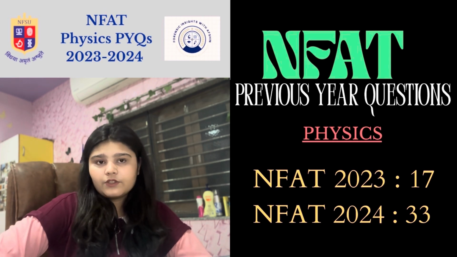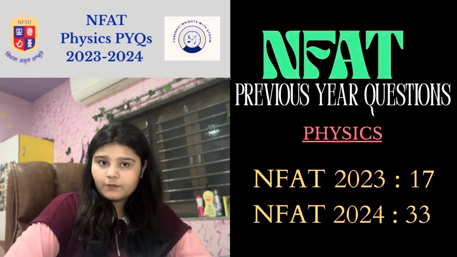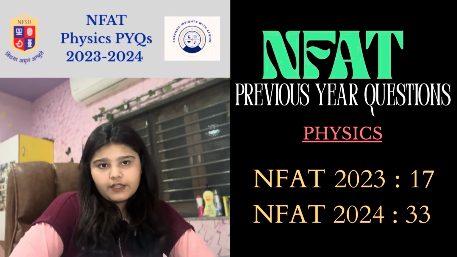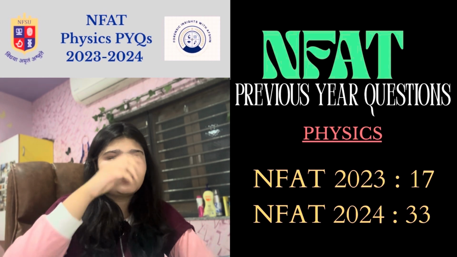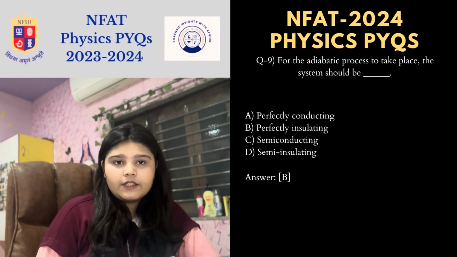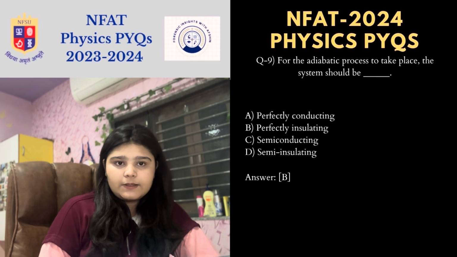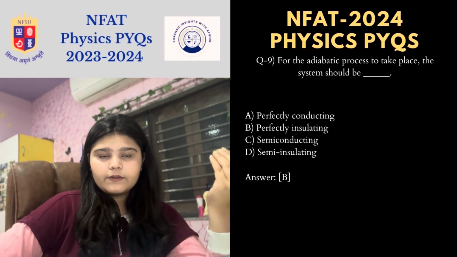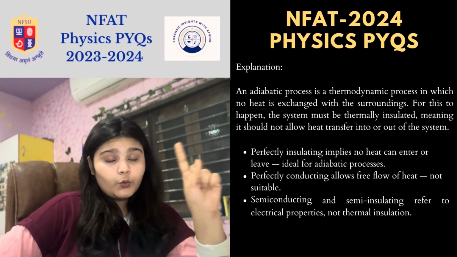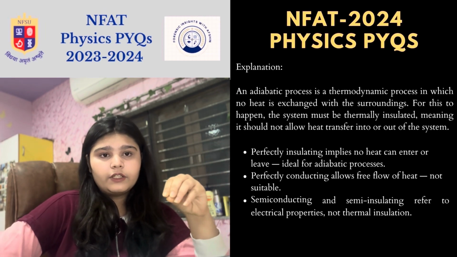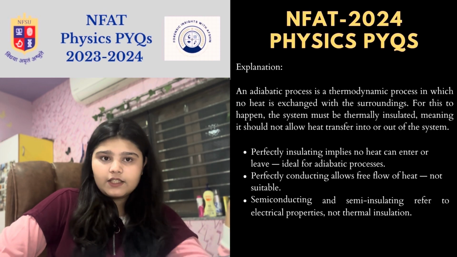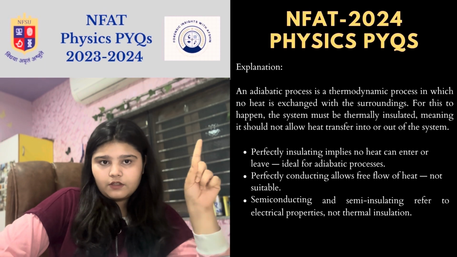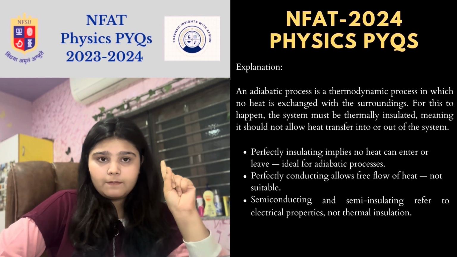So the last MCQ we did was MCQ number 8 of NFAT 2024. Now next, MCQ number 9. The question is: for the adiabatic process to take place, the system should be. Again a concept based question. Adiabatic process means you should remember that no heat exchange will take place between the system and the surroundings. So it should be perfectly insulating. So the correct option is option B.